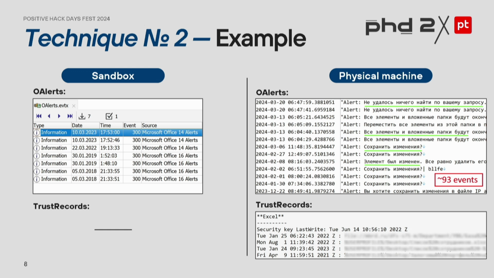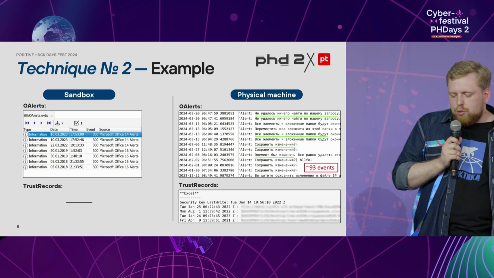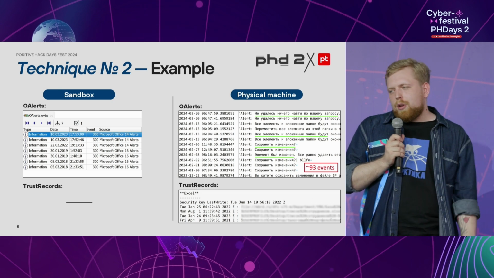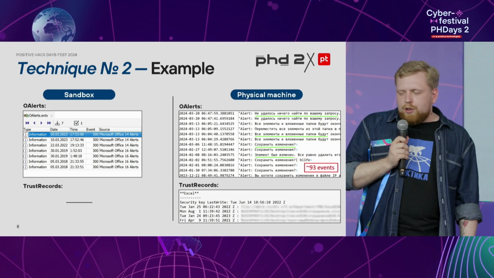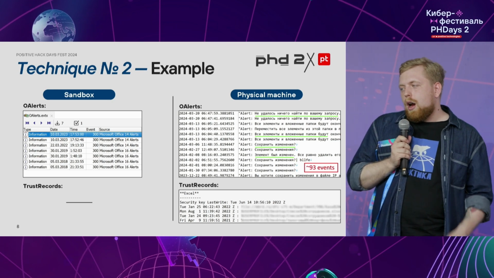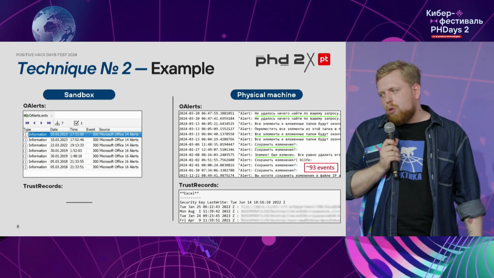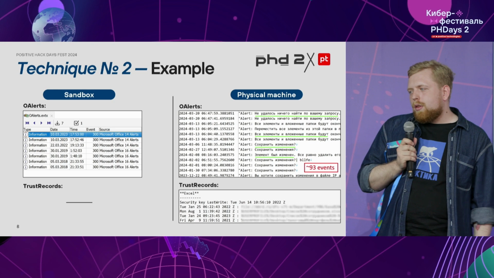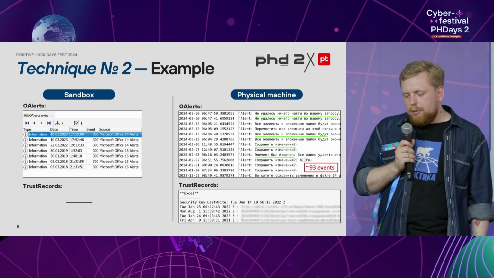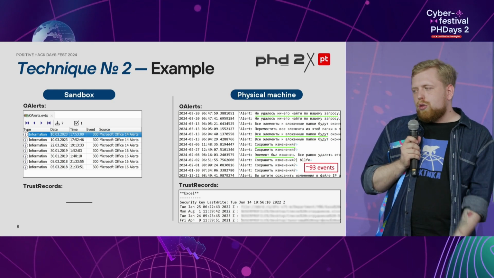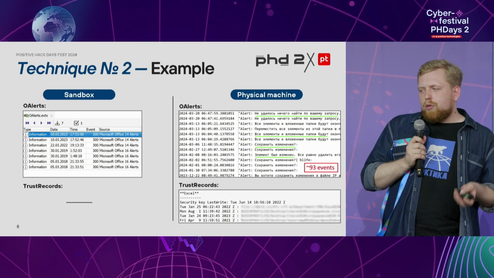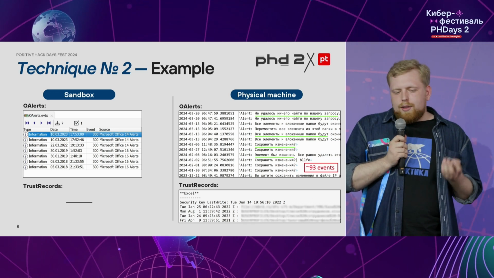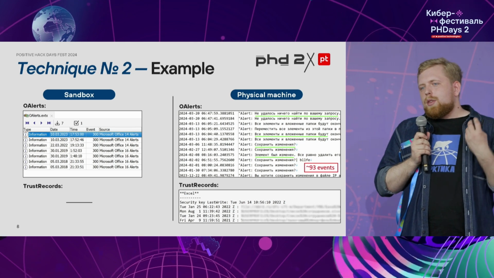And trust records are non-existent, which is funny, because when we send each other various documents, we launch some macros or edit documents. And the physical machine shows that the employee was active. He searched for various documents. These are the alert logs in the Windows when you use Microsoft Office software.